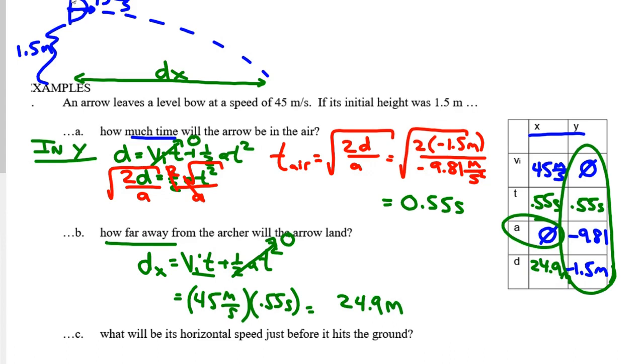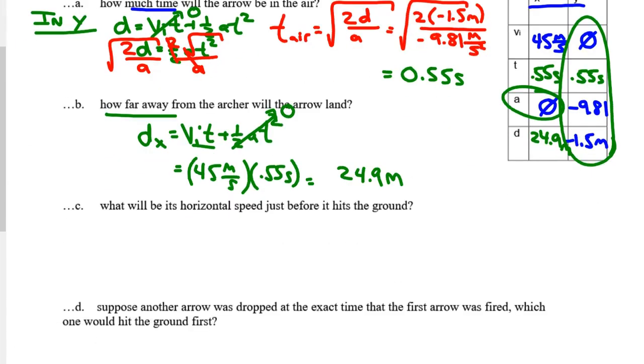Now, if I want to know what its horizontal speed is just before it hits the ground, this is a conceptual question. I want you to realize that what we said here is that the acceleration is 0 in the horizontal. That means that the 45 meters per second is not going to change. So just before it hits the ground, that final velocity is still going to be 45 meters per second.